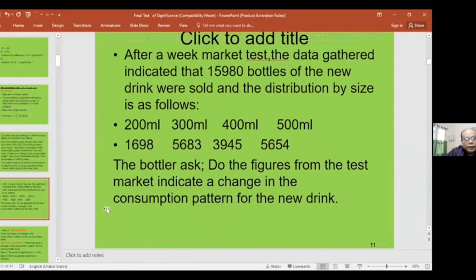Now, after a week of market testing, the data gathered were this one. For 200 ml, this much. So this is the observed. 200 ml, this much of sale. This much of sale. So do the figures from the test market indicate a change in the consumption pattern of the new drink? Whether this pattern indicates a change in the consumption pattern.